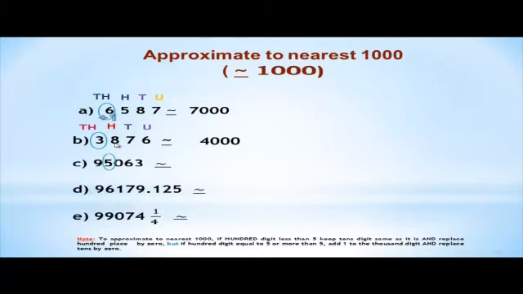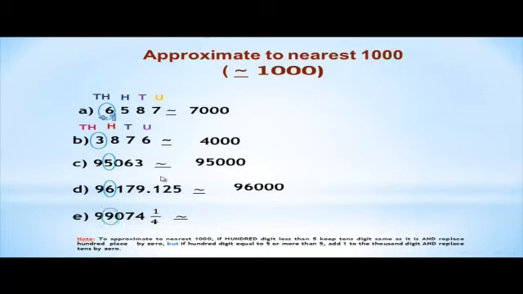Letter C, I have 95,063. Determine the place value of 1,000 here is 5. 0 is weak, so the result will be 95,000. I have 96,179.125. Determine the place value of the 1,000 here is 6. 1 is a weak number, so I will cancel it by zeros. So the result will be 96,000.